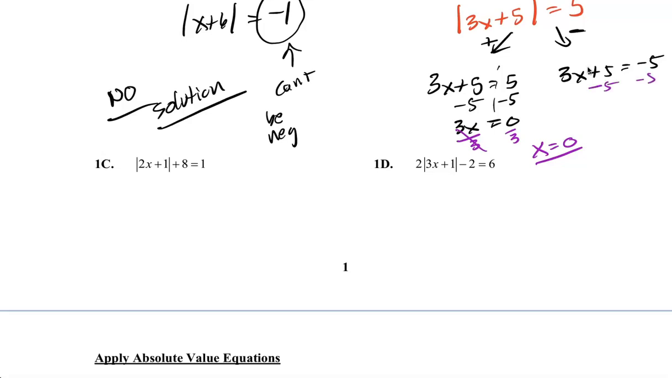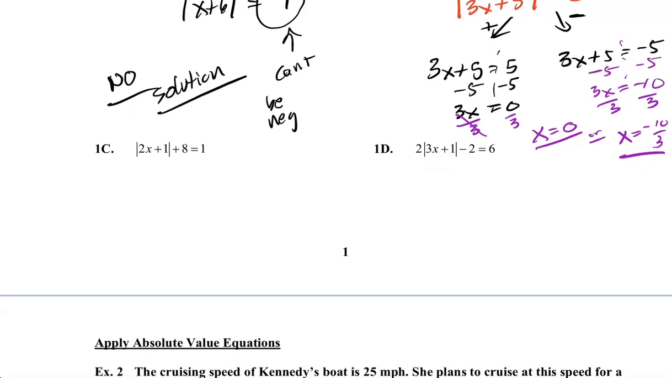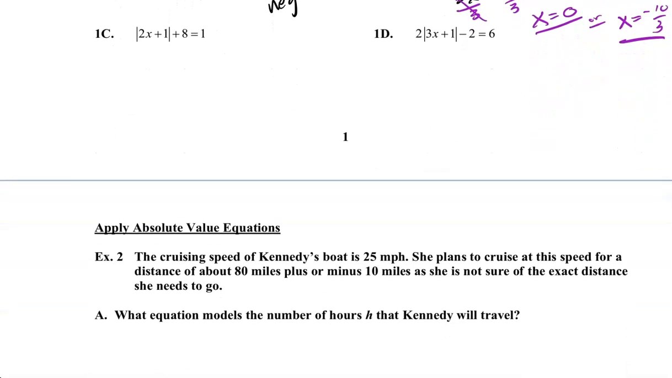Minus 5, minus 5. 3x equals negative 10. Divide by 3. And then we get x is equal to negative 10 over 3. So that's our answer. Right? A few more, then we'll do an actual application problem, and then we're done here.